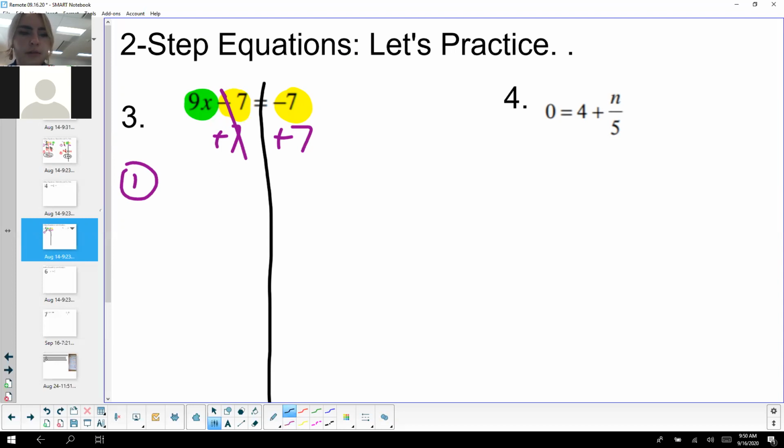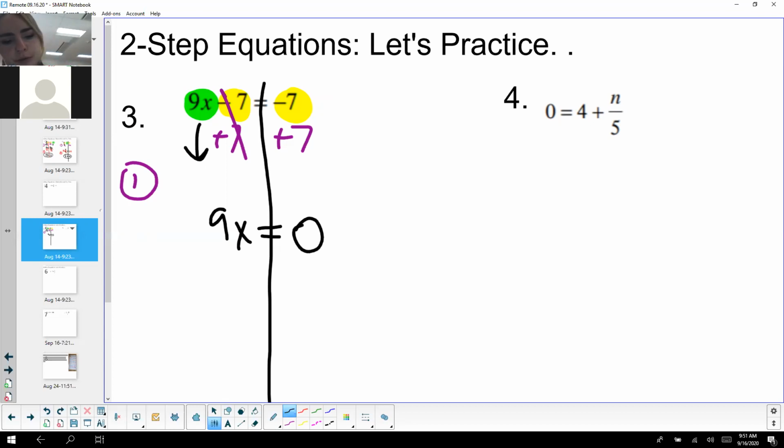I'm going to bring down my 9x. So 9x equals, and then -7 plus 7. If you did want to write that in your calculator, you could. You guys know where the negative button is now that I showed you. It's right here. But -7 plus 7 actually just gives us 0. So 9x equals 0. There we go.